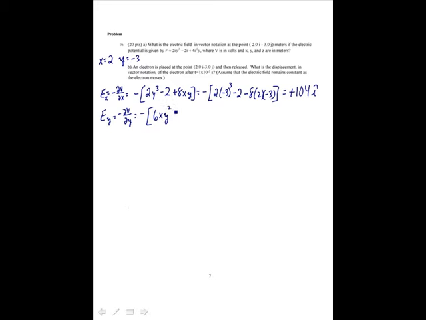6xy squared plus 4x squared. That's equal to negative 6 times 2 times negative 3 squared plus 4 times 2 squared. Putting those numbers in, I get negative 124j. So that's my electric field: 104i minus 124j.